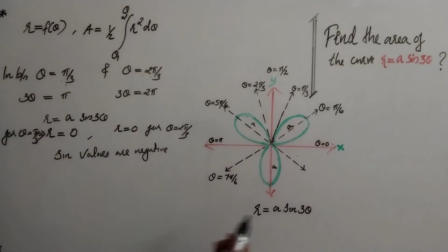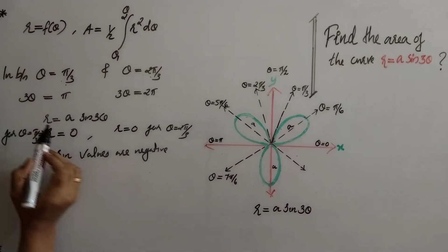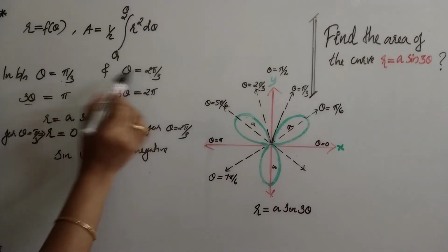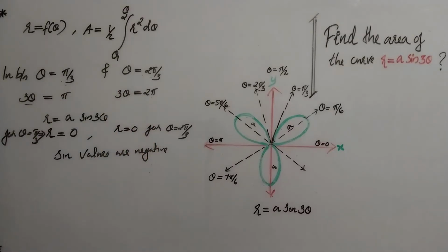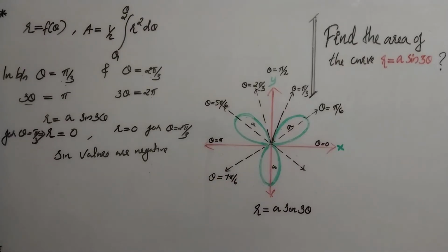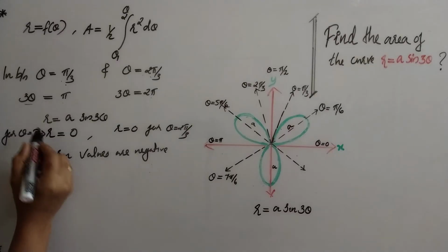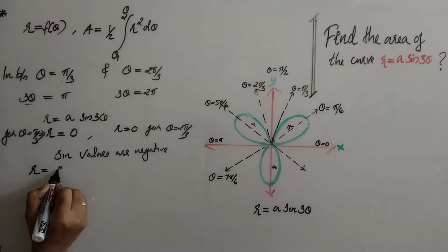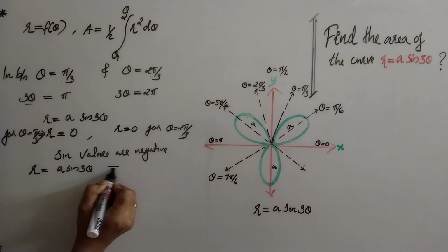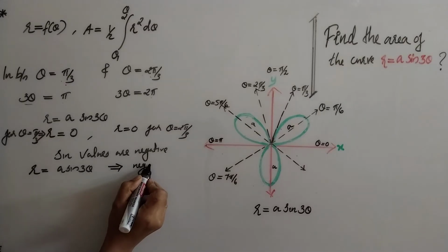Since here we have sin 3 theta, 3 theta means pi and 2 pi for the corresponding theta values. So this is in third and fourth quadrant, sine values are negative. So the value of r is equal to a sin 3 theta is also negative.